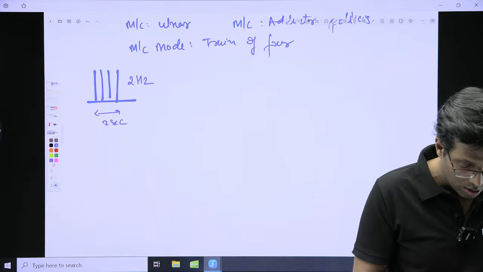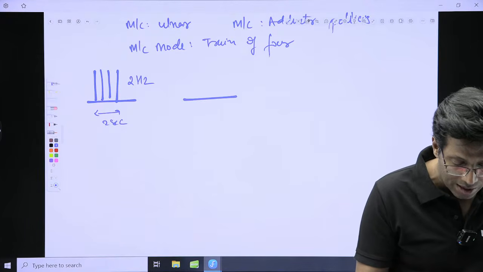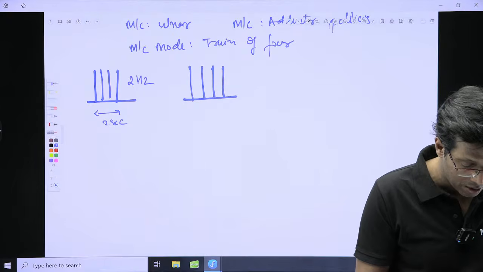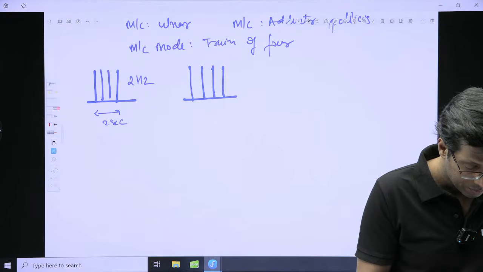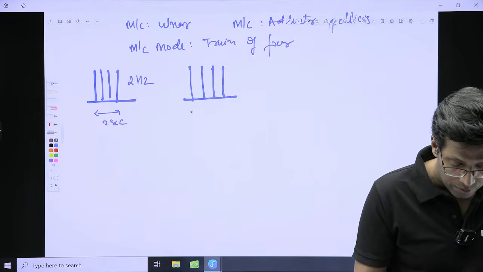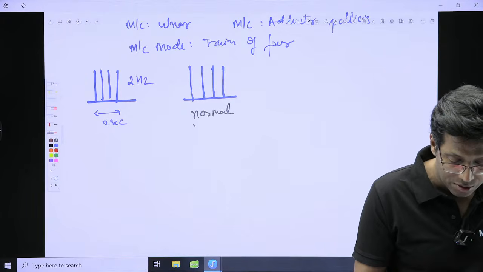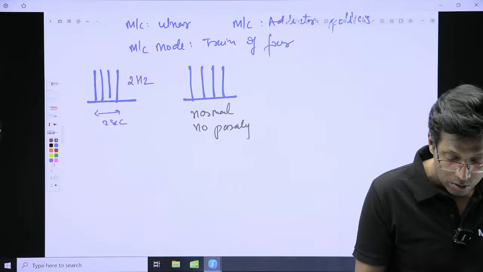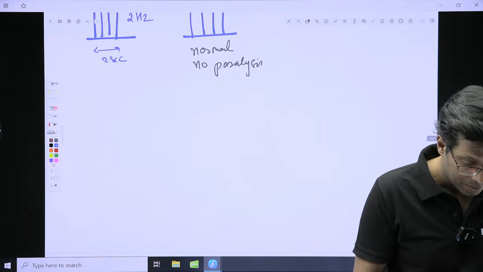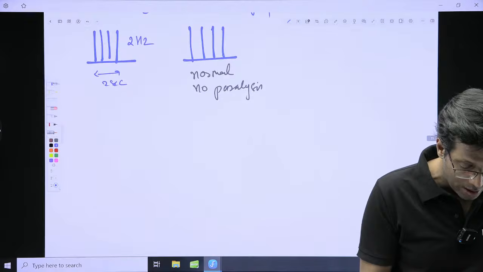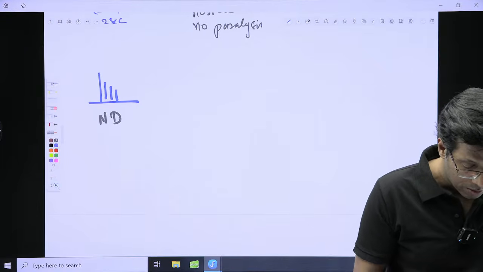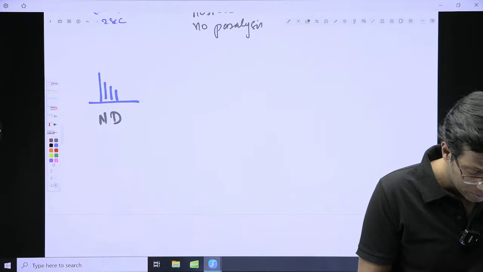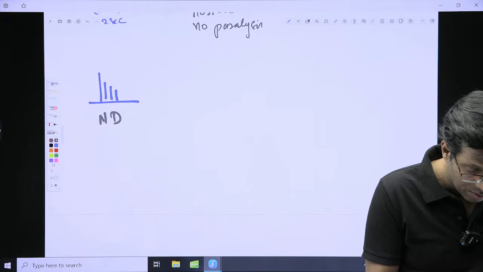If there is no block, no paralysis, I'll get 1, 2, 3, 4. This is normal, no block. In case of a partial paralysis with a non-depolarizing, you get to see this 1, 2, 3 and 4, with diminishing height. This is what is seen with a non-depolarizing. This is what is called fade.